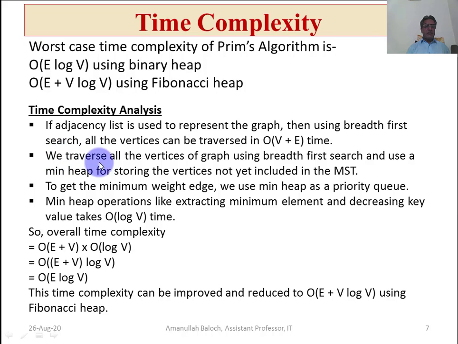vertices. We traverse all the vertices of the graph using breadth first search and use a min heap for storing the vertices not yet included in the MST, which need processing. Those vertices are traversed using the breadth first search algorithm, and a min heap is constructed. To get the minimum weight edge, we use the min heap as a priority queue.